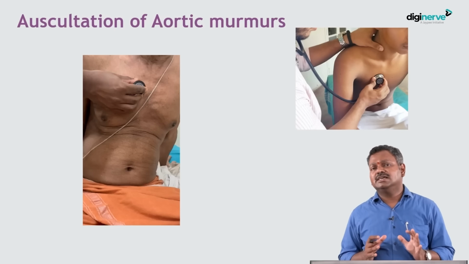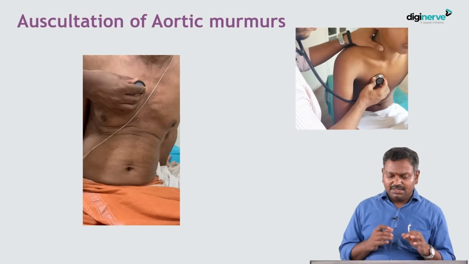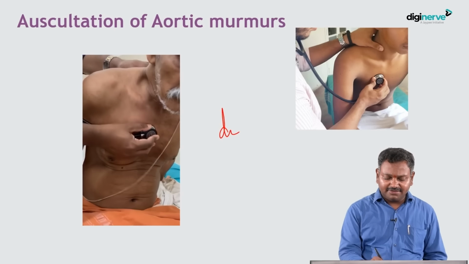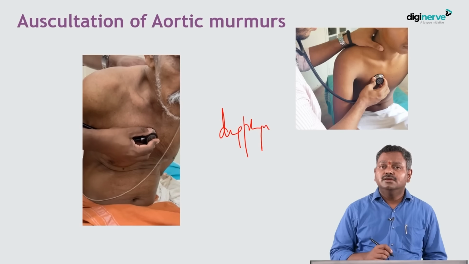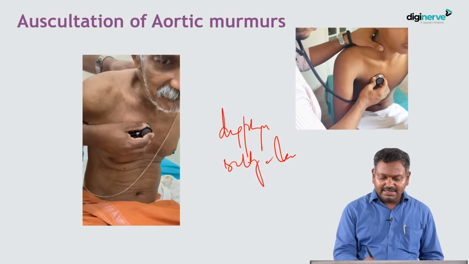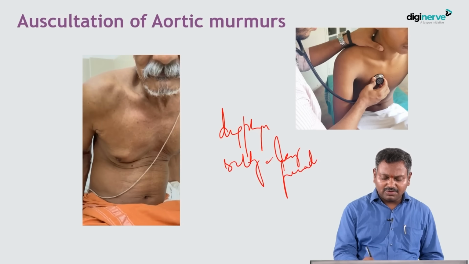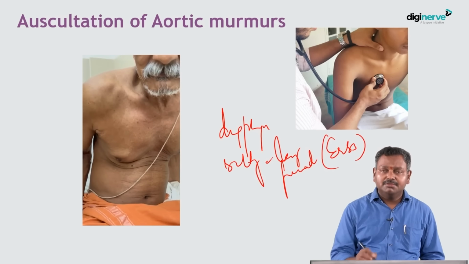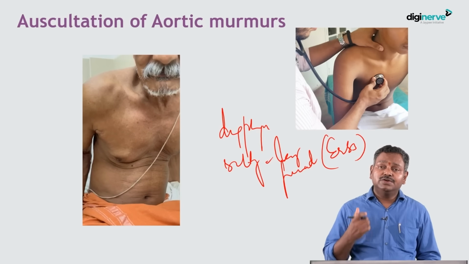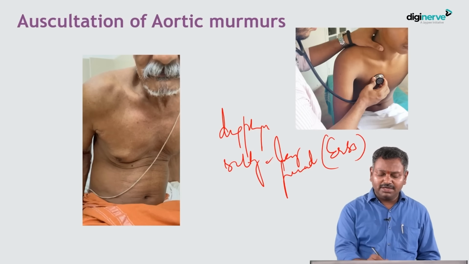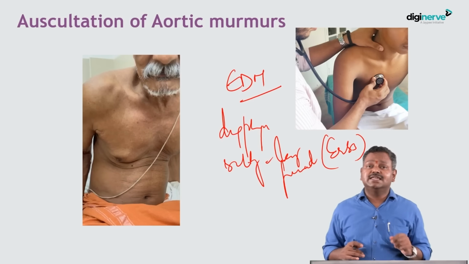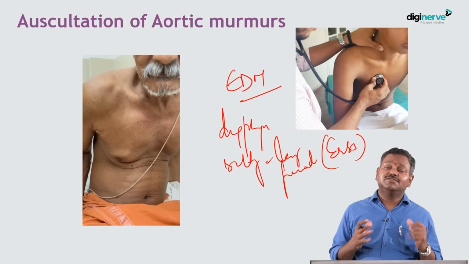The next murmur they commonly ask is the aortic regurgitation murmur. For the aortic regurgitation murmur, you auscultate the aortic area with the diaphragm, with the patient sitting and leaning forwards. What we call it is Erb's maneuver. And you time it with the carotid. So what do you hear? You hear an early diastolic murmur. So please remember, these are two common things that they ask you in the examination for auscultation.